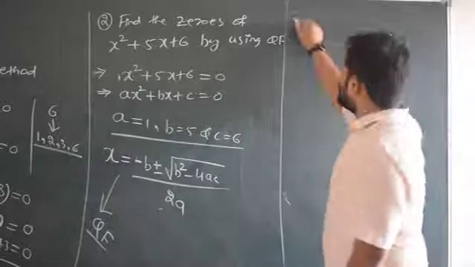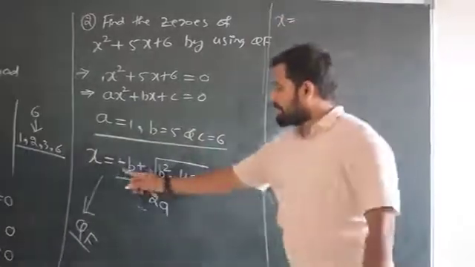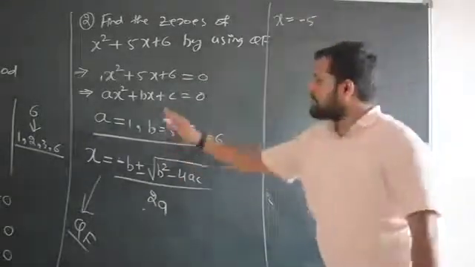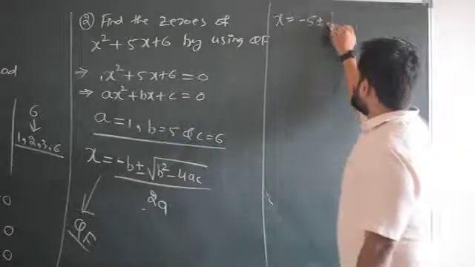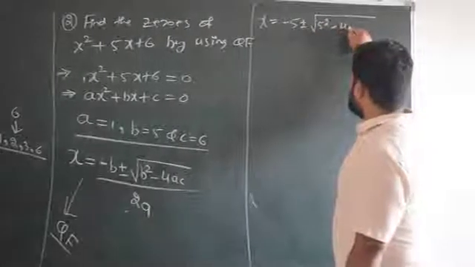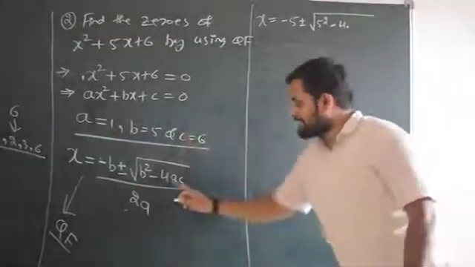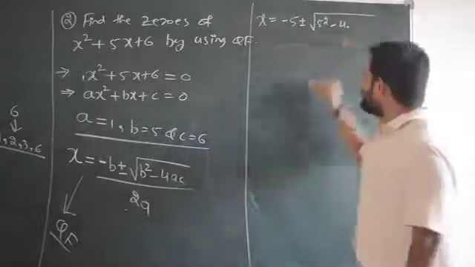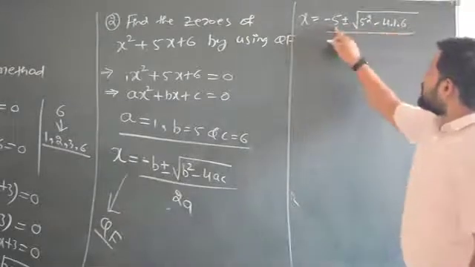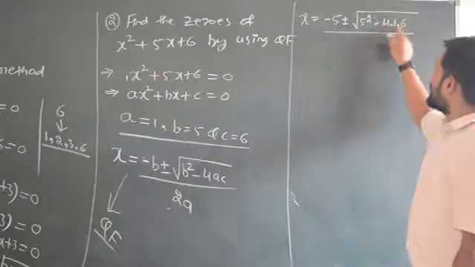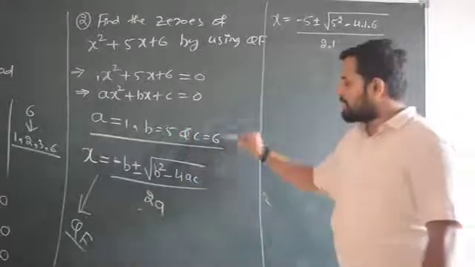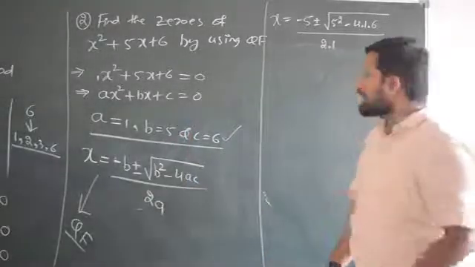So I have written x is equal to, what is the formula, my dear children? I hope you have made note of this. Minus b means what? 5 is there, so minus 5. Then plus or minus under root b square, that is 5 square, minus 4ac. 4 into a means 1, 4a into c means 6. Then divided by 2a. 2a means 2 into 1. That's why I asked you to find the values of a, b, c. Okay, is it clear? Now tell me.